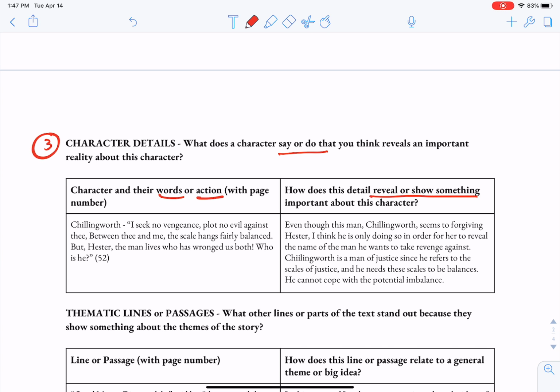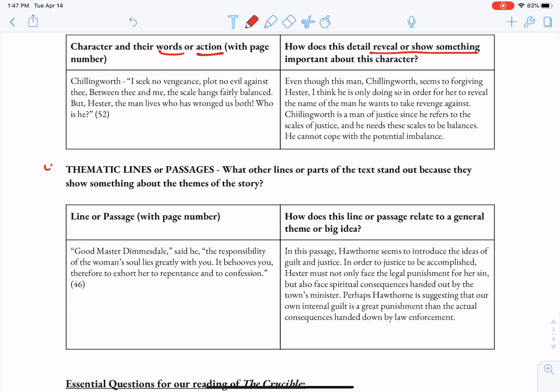them? And then finally, observation type number 4, thematic lines or passages. What lines or parts of the text stand out because they show something about the themes of the story? Now, you might be asking yourself, Mr. Roff, what are the themes that I'm going to be looking for?